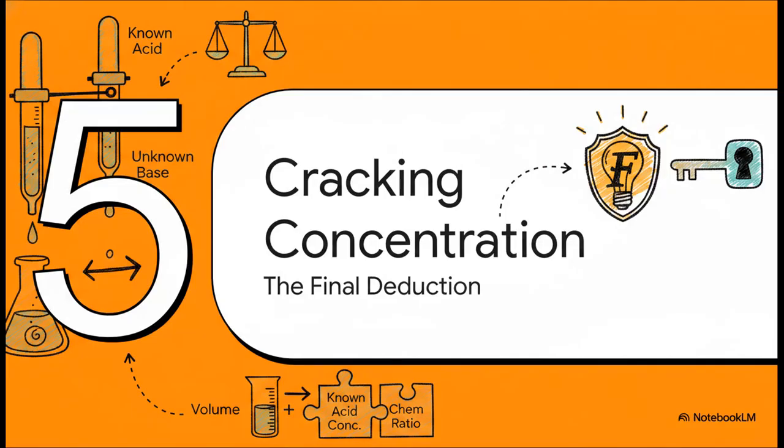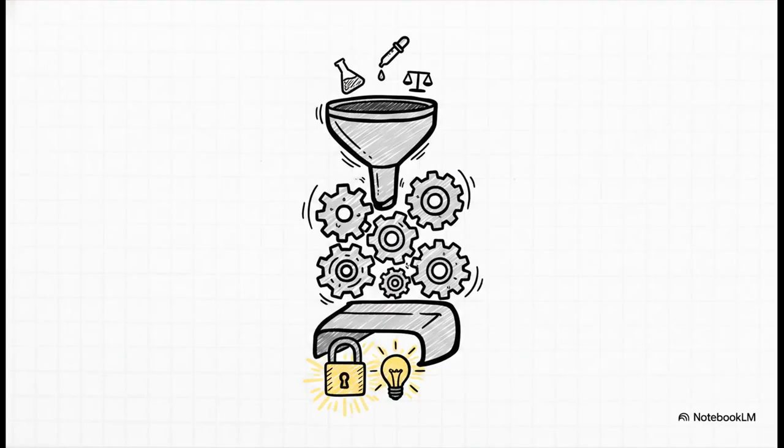And finally, part 5, cracking the unknown concentration, our final deduction. All right, we have all the pieces to our puzzle, so it's time to plug our evidence into the master formula. Because of that 2-to-1 ratio we just discovered, our standard titration formula gets a slight tweak. It becomes 2 times M1V1 equals M2V2.